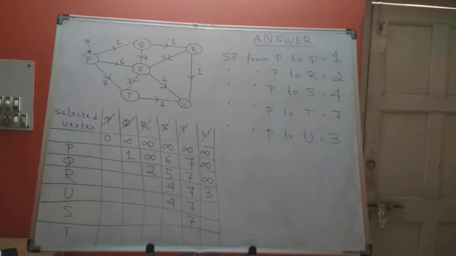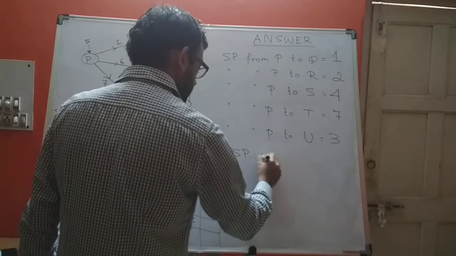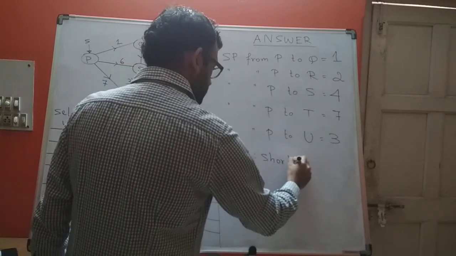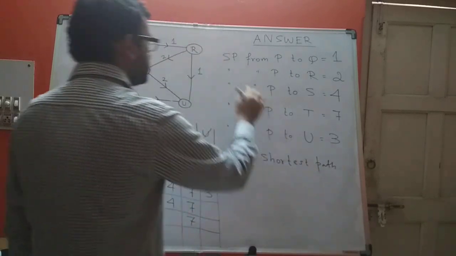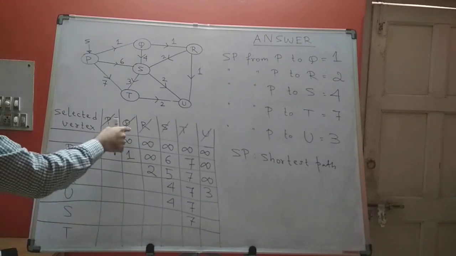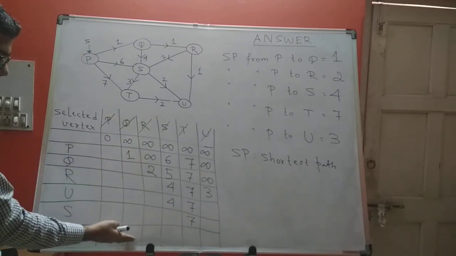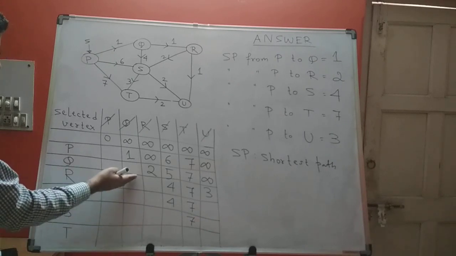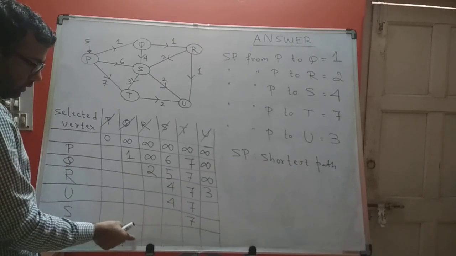So let's look at the final answer. So SP stands for shortest path. Now see, shortest path from P to Q. How do we find it? Look at the column for Q. This is the column for Q. Now you start from the bottommost row and you keep going up till you find the first entry. So I'm starting from the last row.